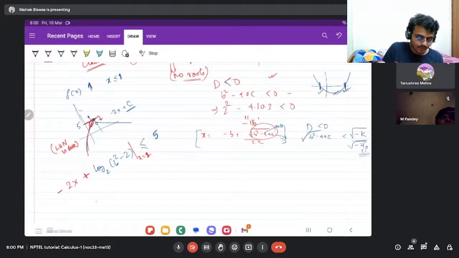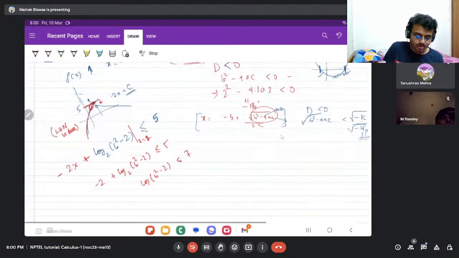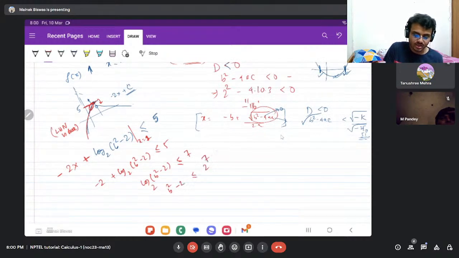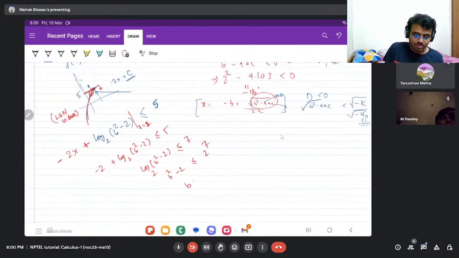Yes. So I put minus 2 plus log base 2 of b square minus 2 is less than 5, or log base 2 of b square minus 2 is less than 7, or b square minus 2 is less than 2 to the power 7, or b is less than root 130. Agreed?